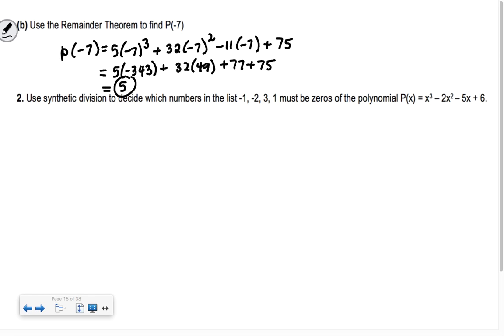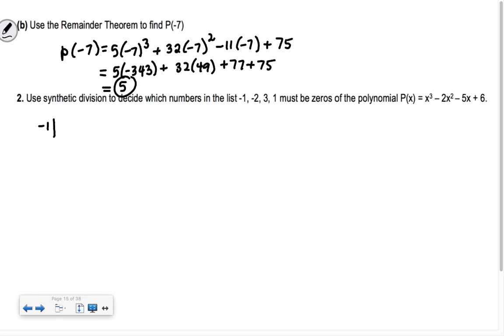Okay, because we said that if we had a remainder of 0, then that was the same as p of 7 or whatever we had. Well, if we have p of negative 7 equals 0, that means on our graph at negative 7, we're crossing the x-axis. So we're putting it all together. Okay? So we're using it to find x-intercepts. That's the whole point of this chapter, which will help us graph. Okay, so it says use synthetic division to decide which numbers in this list must be zeros.